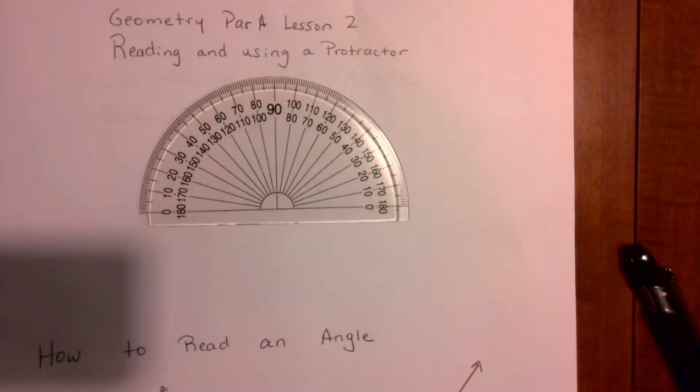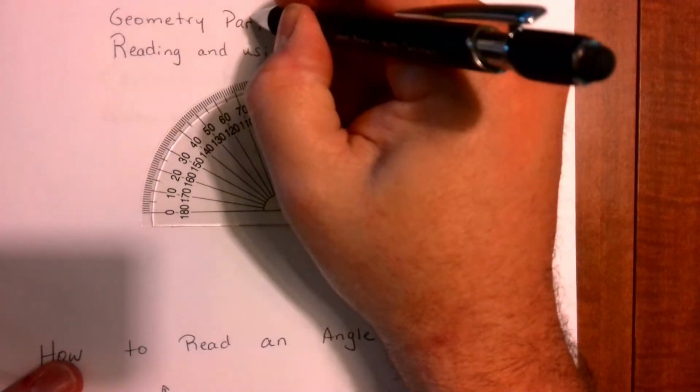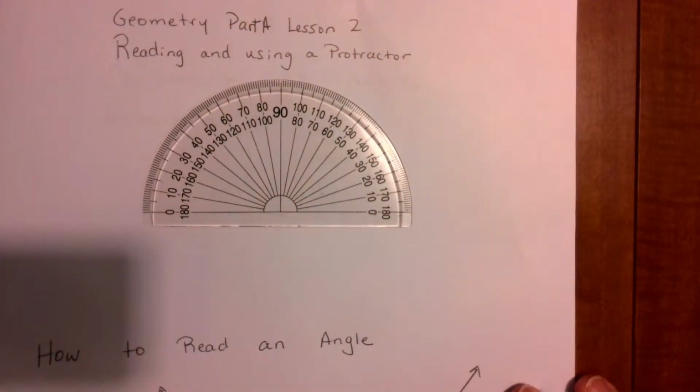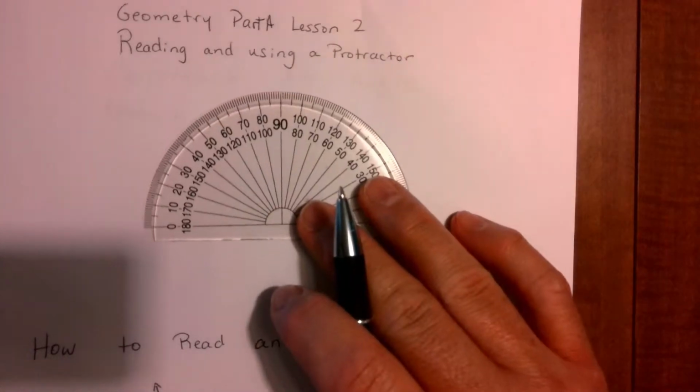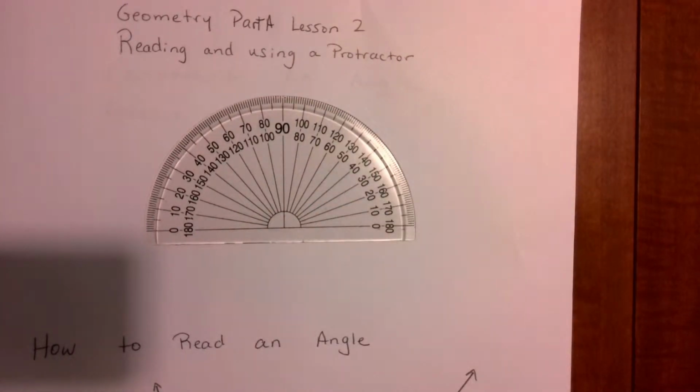This is Mr. Rowe. We're taking a look at Geometry Part A. This is Lesson 2, and this is just a short review of how to read and use a protractor as part of the lesson.